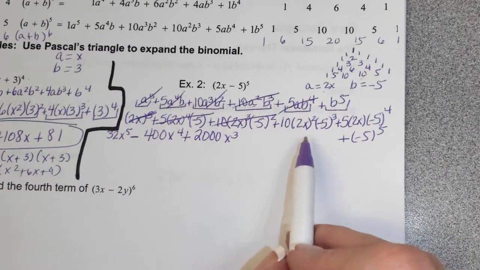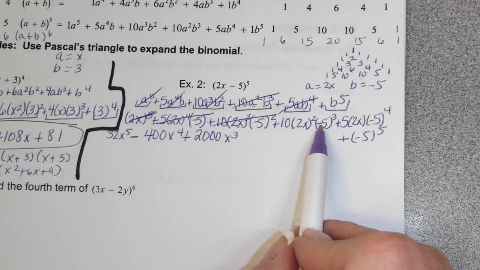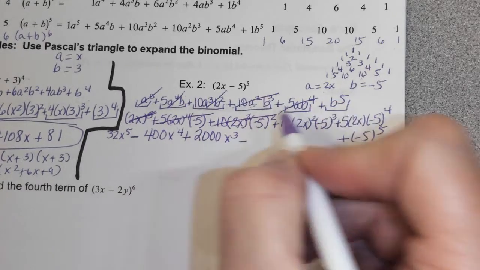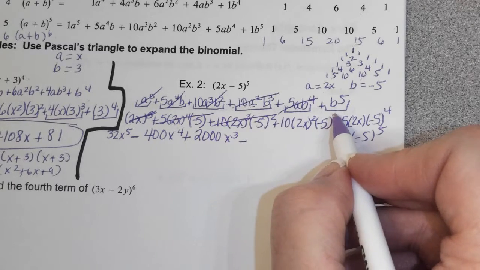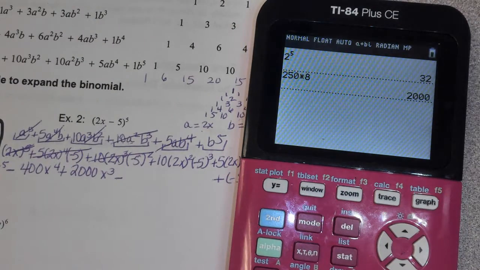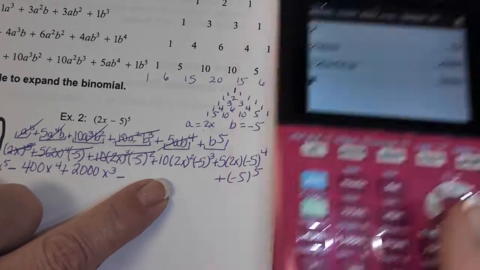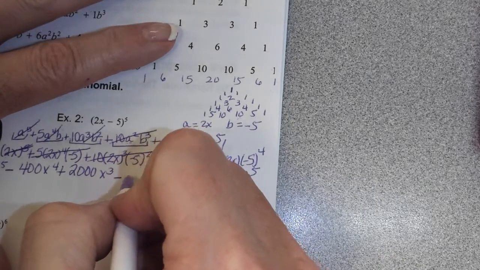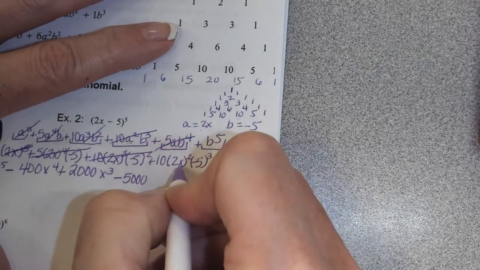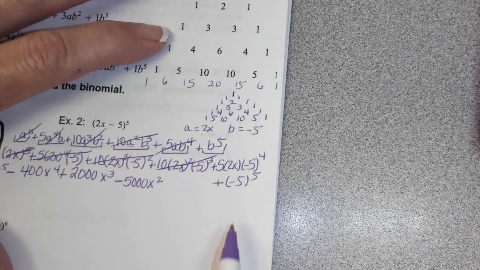Alright, finished with that term. On to our 4th term. Negative 5 cubed. Well, that's a negative times negative times negative, so that is going to be negative. And that's 125 times 4. Let's just grab the calculator. 125 times 4 times 10. Multiplying all that, 5,000. So minus 5,000. And then our x is getting squared. Done with that term. 2 more to go.